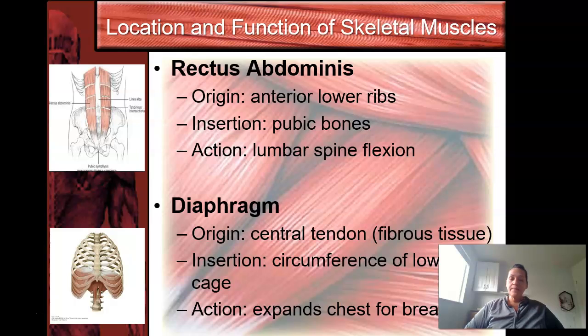The diaphragm. The origin is the central tendon. And the insertion is the circumference of the lower rib cage. So the diaphragm is a muscle here that works and expands the chest for breathing. Okay, so as your diaphragm comes down, your chest can expand for more air. As that diaphragm goes back into place, it pushes out the air.